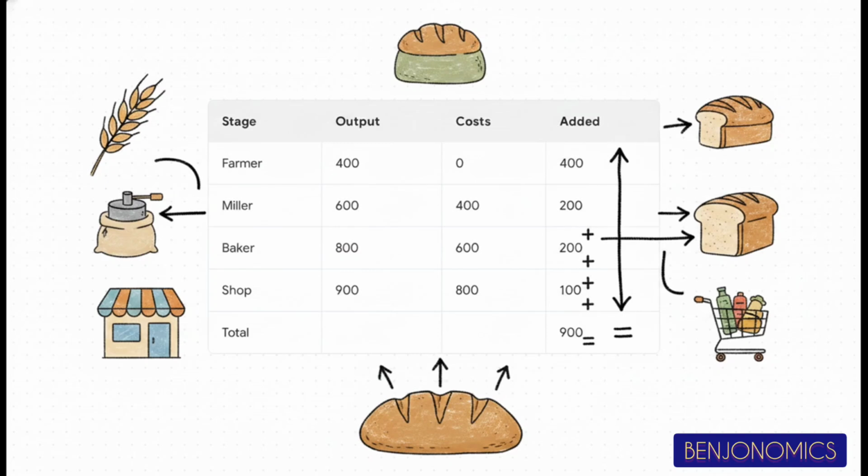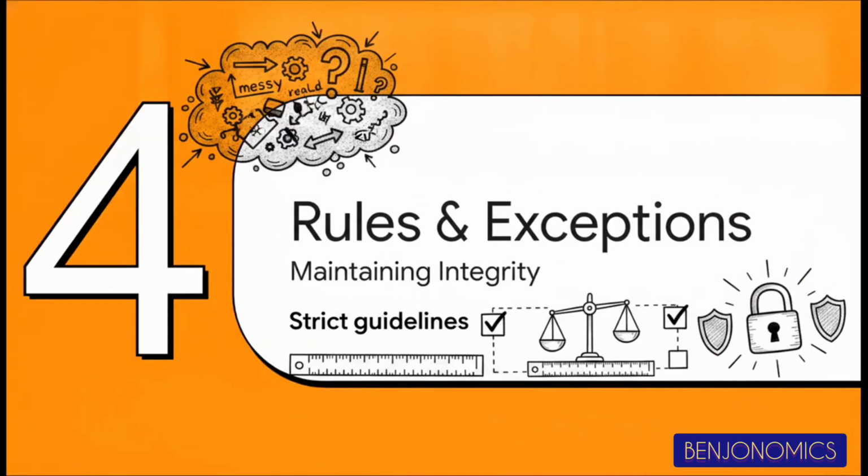Now check this out. Add up just that final column. 400 plus 200 plus 200 plus 100 equals 900. By summing only the incremental value, we get the true, accurate final value of the bread. No double counting. It's just pure economic perfection. But as you probably know, economics in the real world is messy.